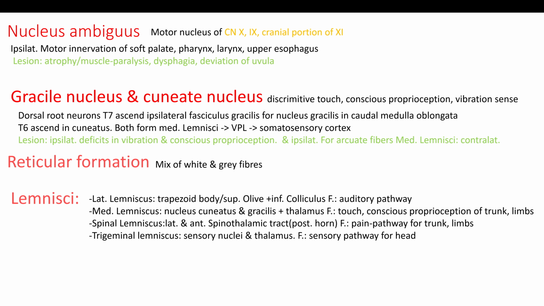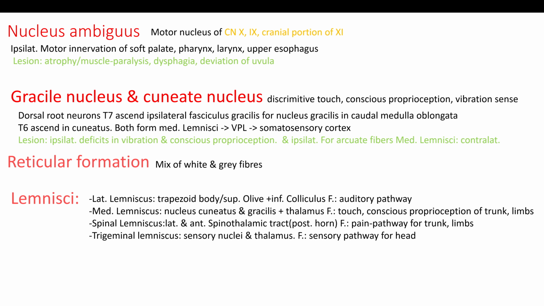We got several lemnisci. The lateral lemniscus connects the trapezoid body and superior olive with the inferior colliculus. Its function is preserved through the auditory pathway. The medial lemniscus connects nucleus cuneatus and gracilis with the thalamus. Its functions are touch and conscious proprioception of the trunk and limbs.